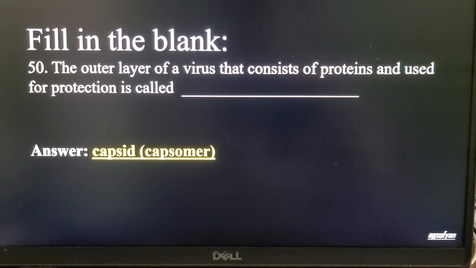Some viruses have an envelope, some viruses do not. So the envelope is an additional structure that is only present in some viruses, not in other types of viruses. But capsid and nucleic acid will be present in all types of viruses.